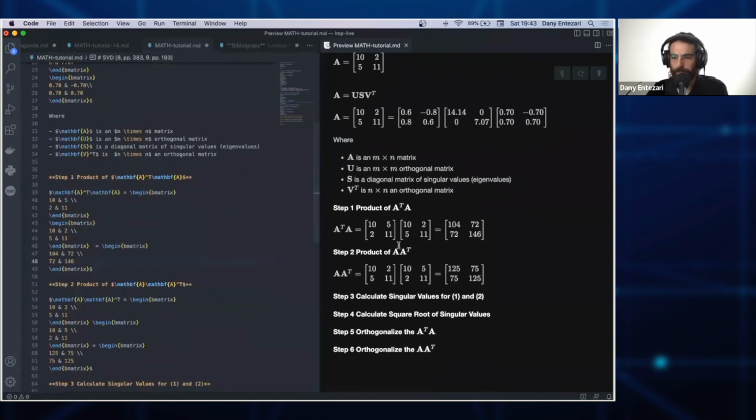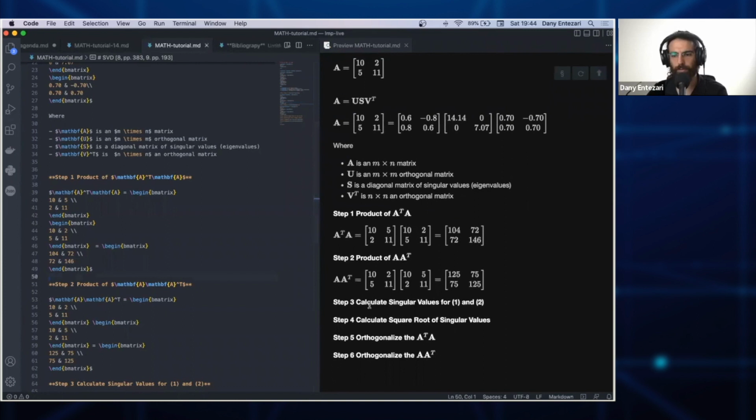Okay, now we need to calculate the singular values. And that's just eigen. If you remember how we find the eigenvalues of the matrix, first we use the determinant function, and then we get the characteristic polynomial. Let me pull up the previous tutorials just to refresh your memory.